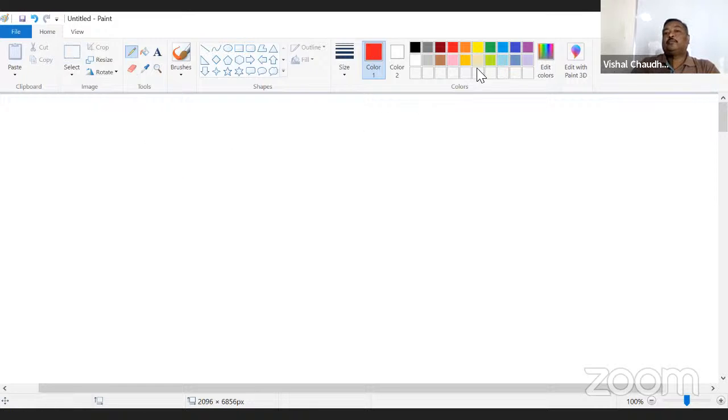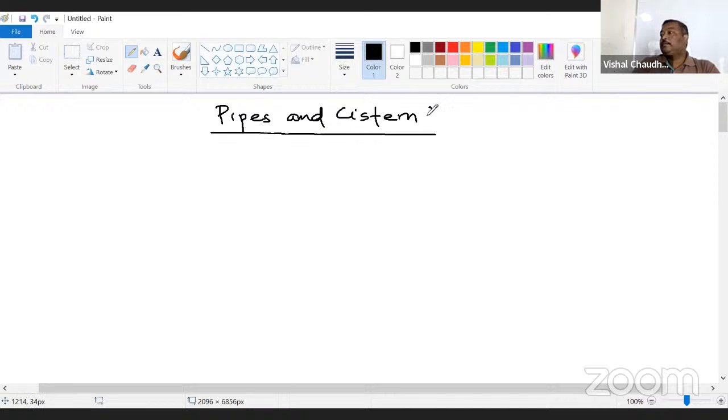Now we will continue with pipes and cisterns. Our next part. Okay. Everything is same. Only difference is concept of negative work. We have already done negative work, लेकिन let me once again explain it to you. ध्यान से देखिए.